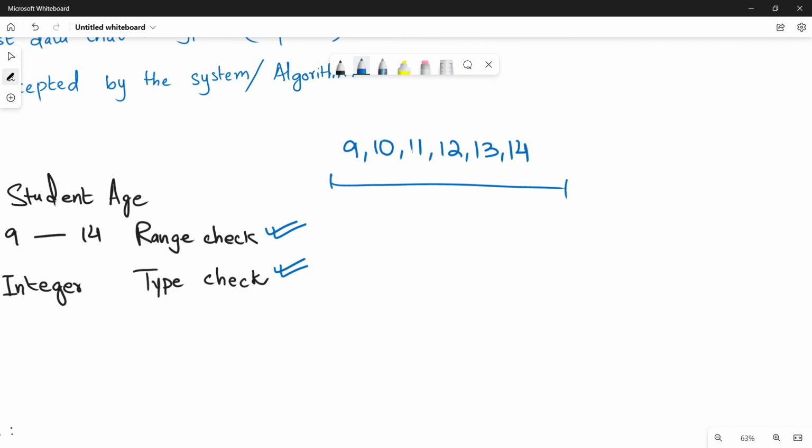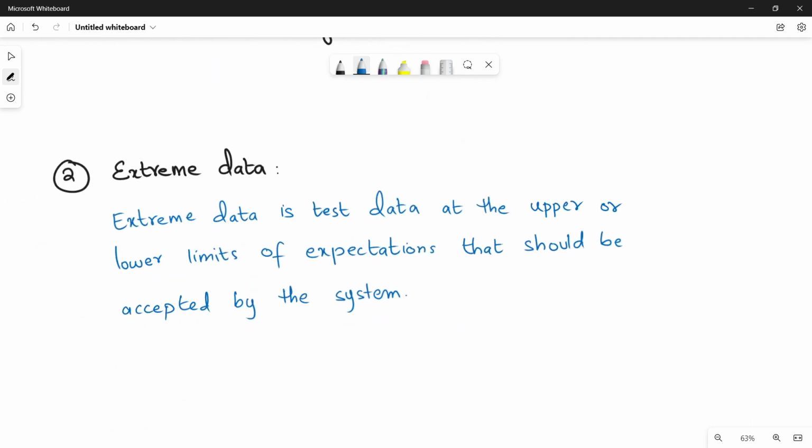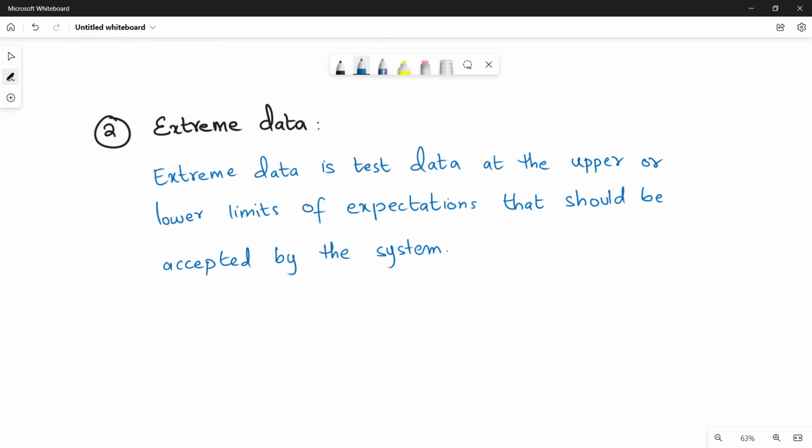9, 10, 11, 12, 13, 14. We will see the lower value here and the upper value. The lower value that will be accepted by the system is 9, and the upper limit of the test data that is accepted by the system is 14. So this is going to be your extreme data for this example. 9, the lower limit, 14, the upper limit that will be accepted by the system for this given example.